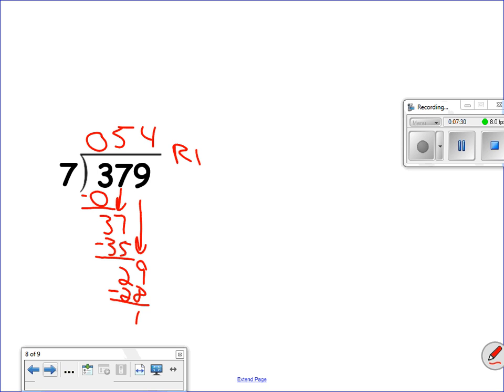Keep this in mind. Every time your remainder is here, it must always be smaller than the number you're dividing by. Okay? It must always be smaller. So if I have a number remainder 8, it means I did something incorrectly. Hopefully this helped you with your division.